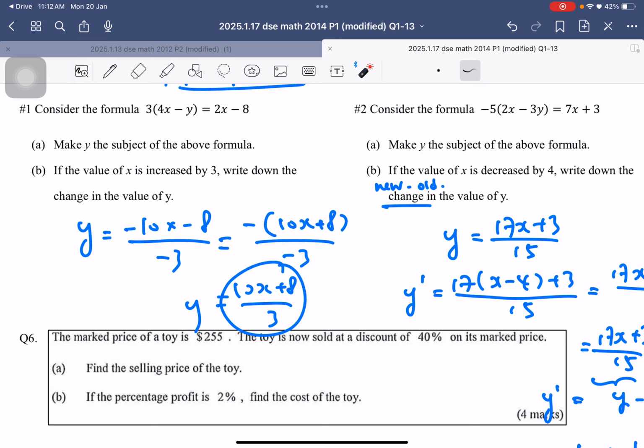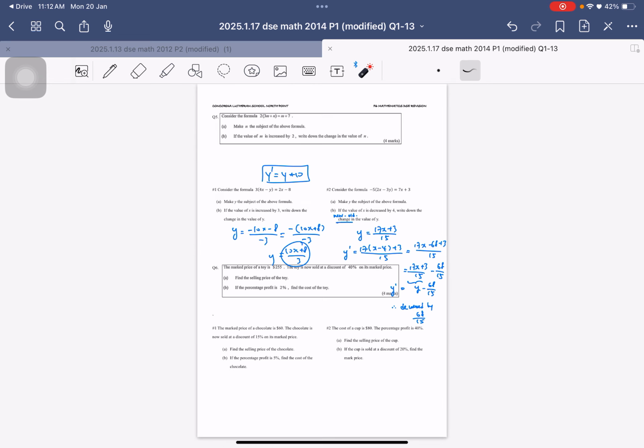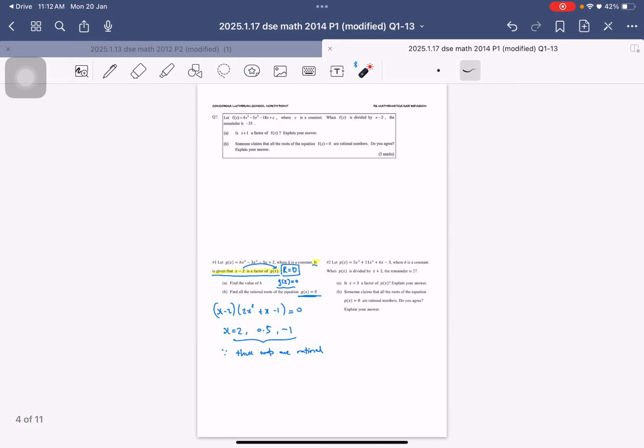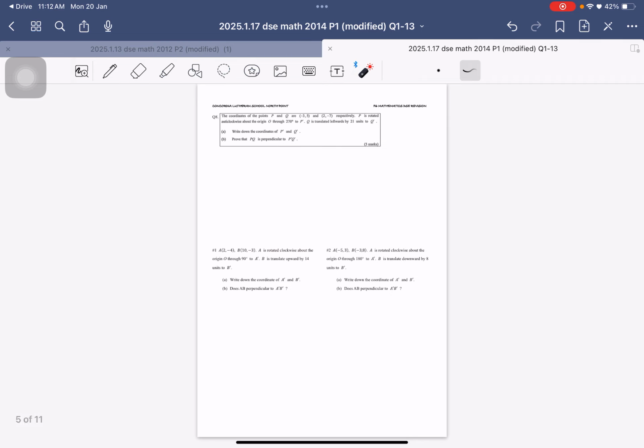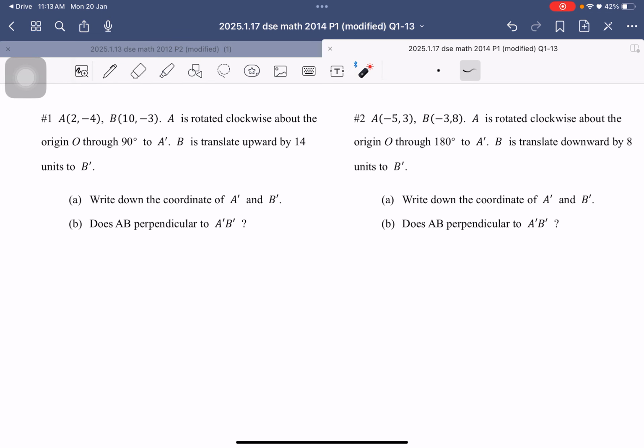Understand? Okay, any more questions that you want to ask? I haven't marked the other questions, but do you have questions about those? Questions about question 8? Question 8.1, isn't it?